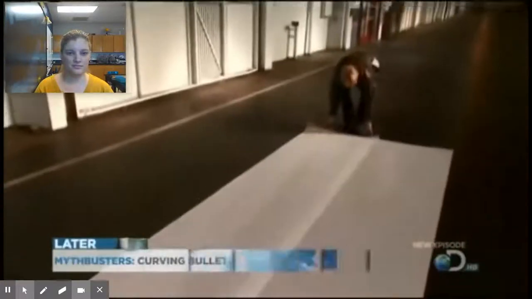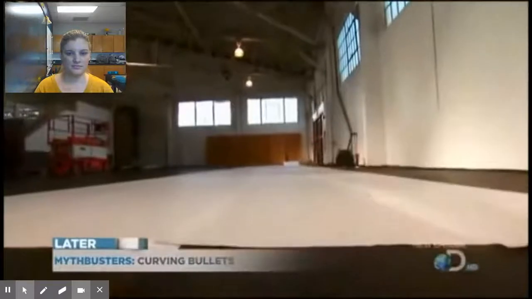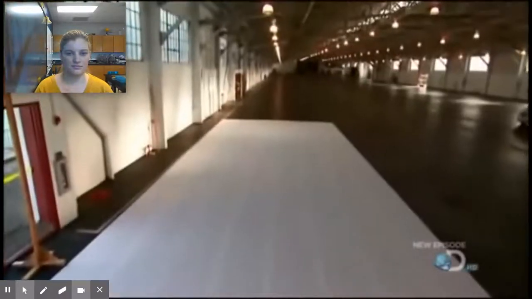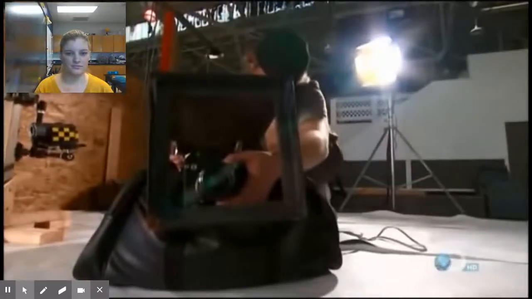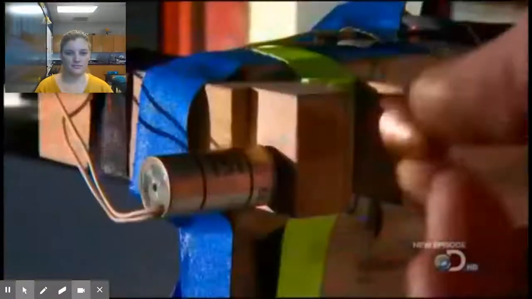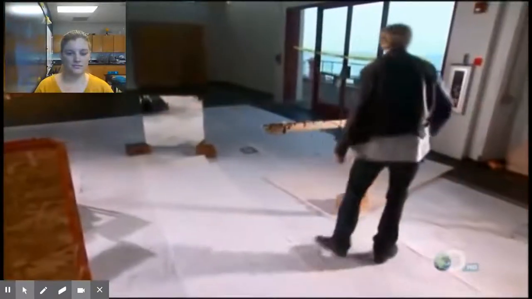Adam lays down a runway of white paper so the high-speed camera will clearly see and measure both bullets at the same time, in the same place, and in the same shot. All we need now in the drop zone is Jamie's drop rig, so the boys can take a shot at physics history.